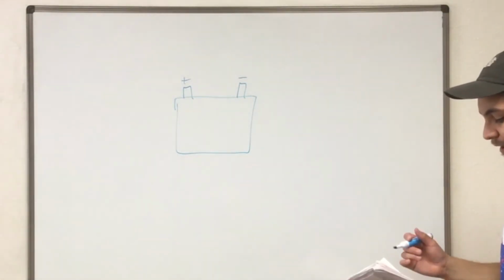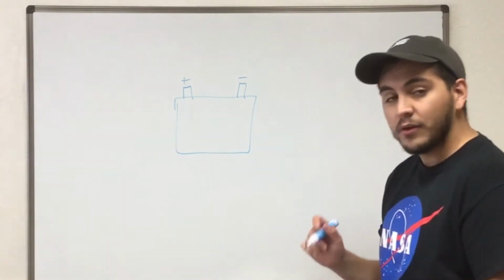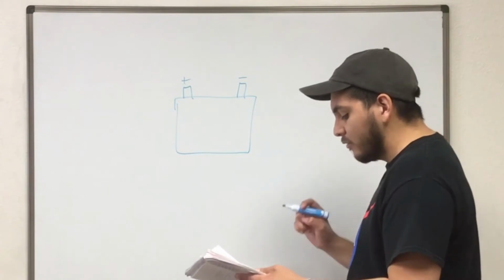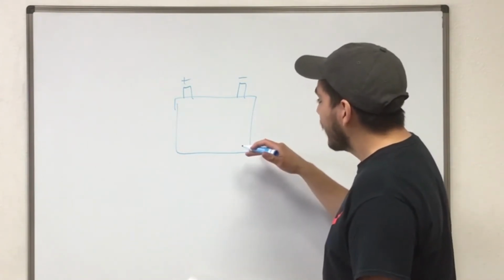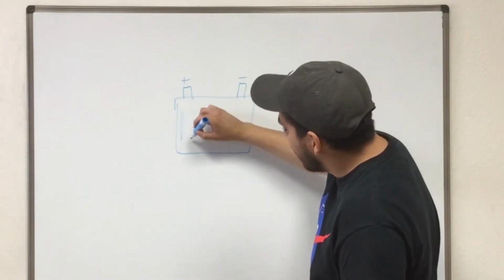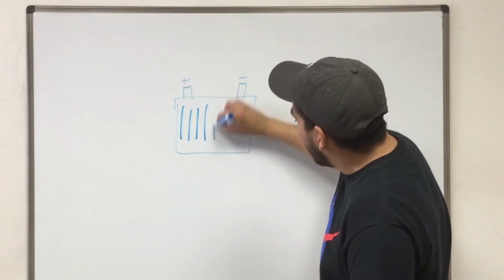Okay, so these are 6 cells joined together in a series. Each cell has a lead anode and a cathode made of lead dioxide. Okay, so these little packets right here, there are like 9 in total.